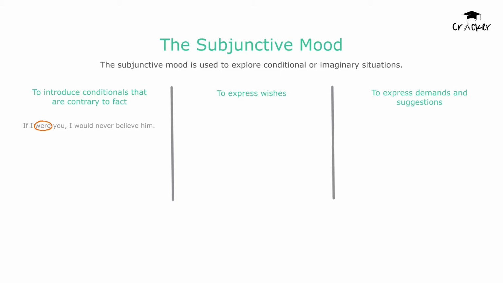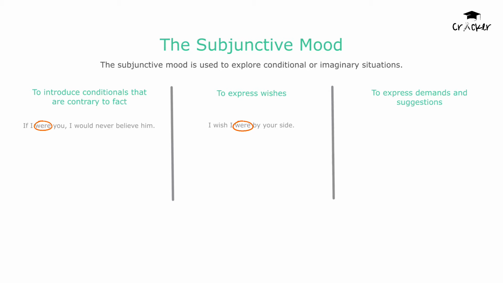Next, we use the subjunctive to express wishes. Imagine you're longing for something that isn't happening right now. You might say, "I wish I were by your side." Again, were is used instead of was to indicate the subjunctive mood.